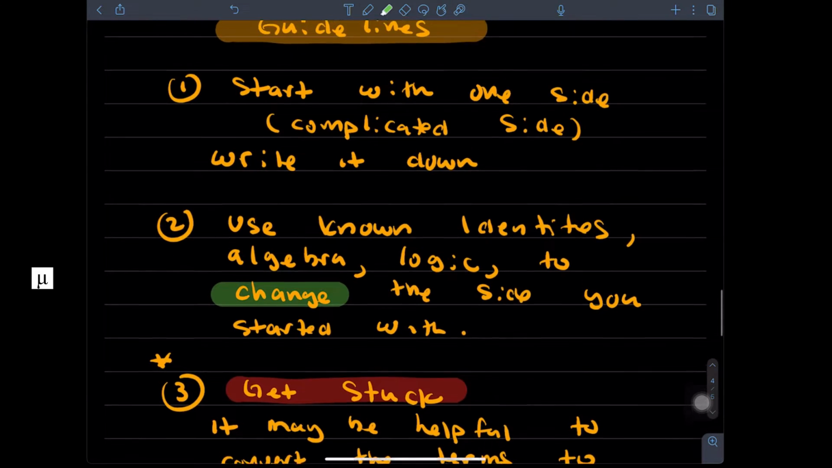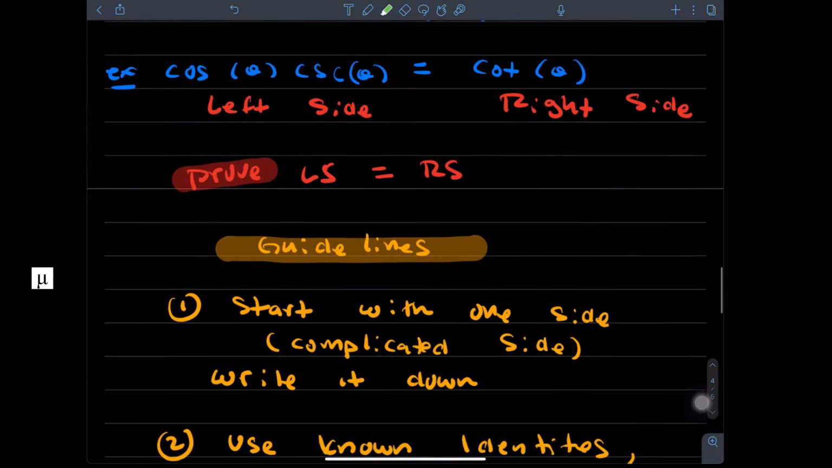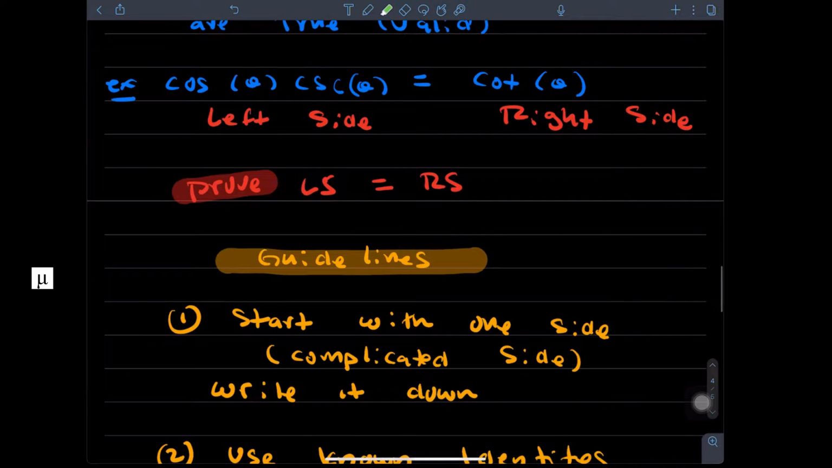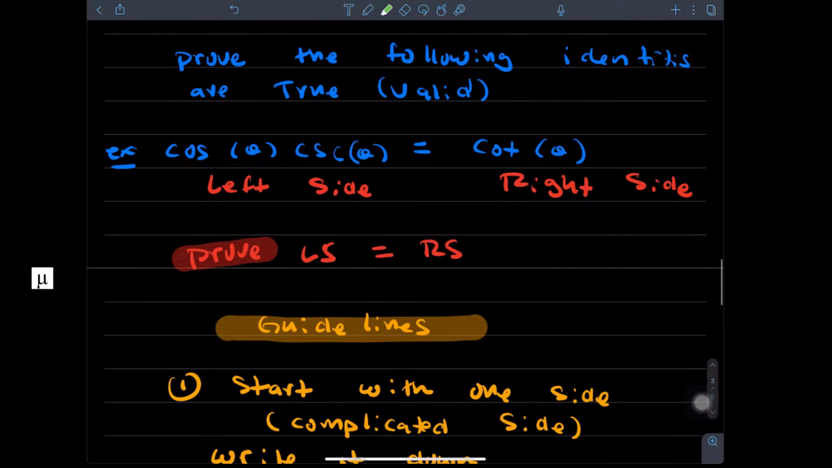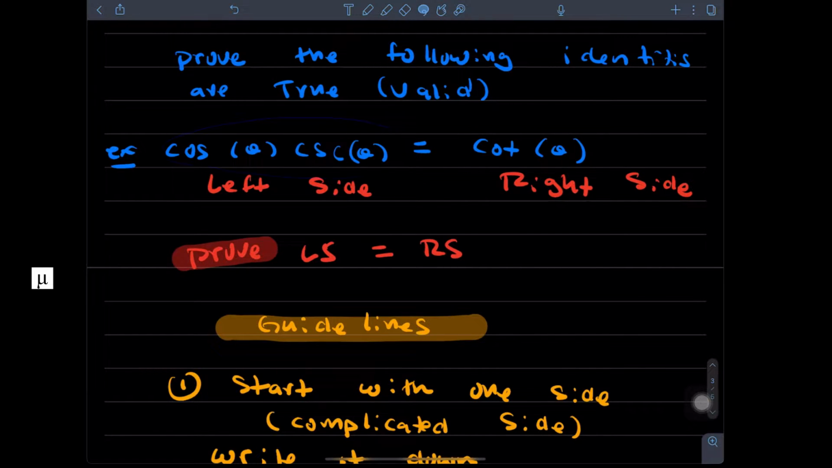These three guidelines, okay? So I'm going to look at this equation again. This is my example, right? And they go, hey, we want you to prove that the following identity is true or valid. If I look, I have a left side and I have a right side. Which side is more complicated? The left side or the right side? I would say the left side.